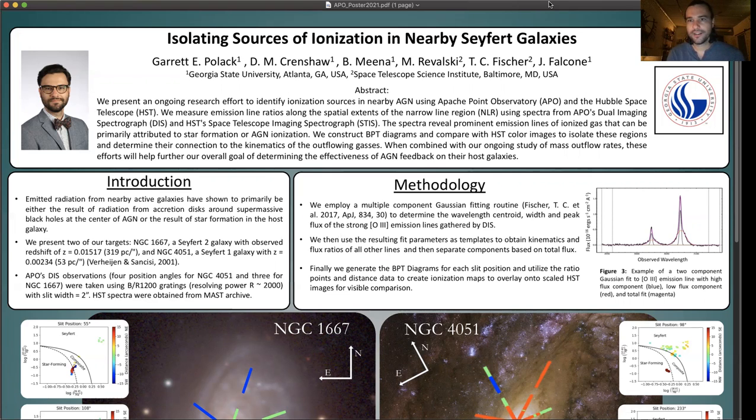APO DIS data. It separates these emission lines into separate kinematic components, specifically using the strong O3 emission lines. When I separate these into separate kinematic components, I can then take those parameters and fit the rest of the emission lines with the same number of components with some of the fixed parameters. And those will give me the emission lines that I need to create these BPT diagrams.